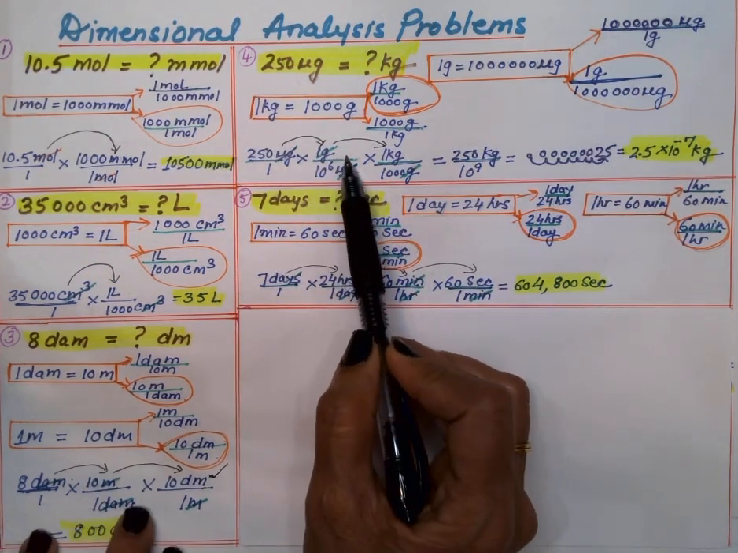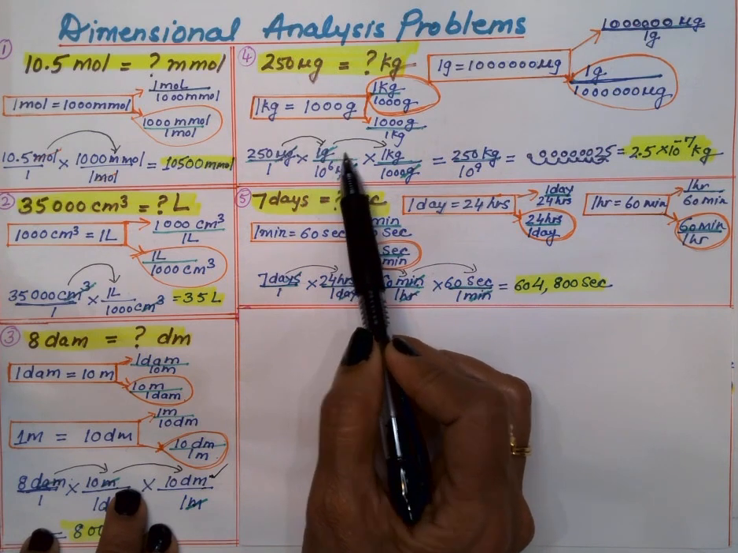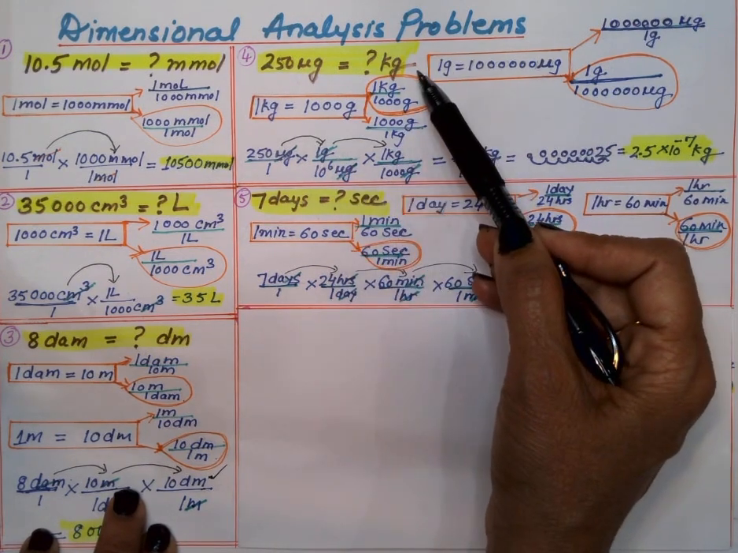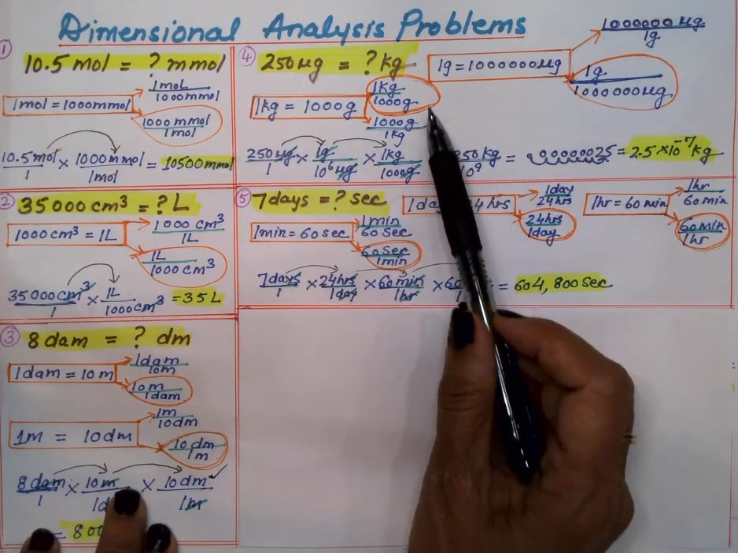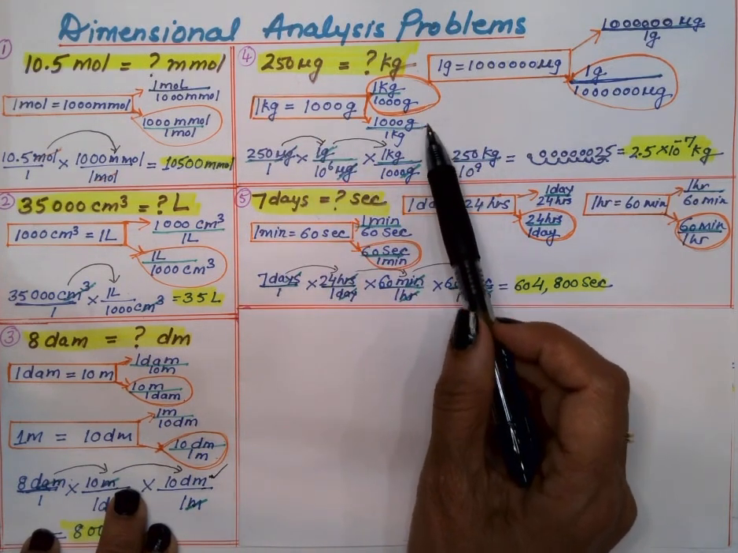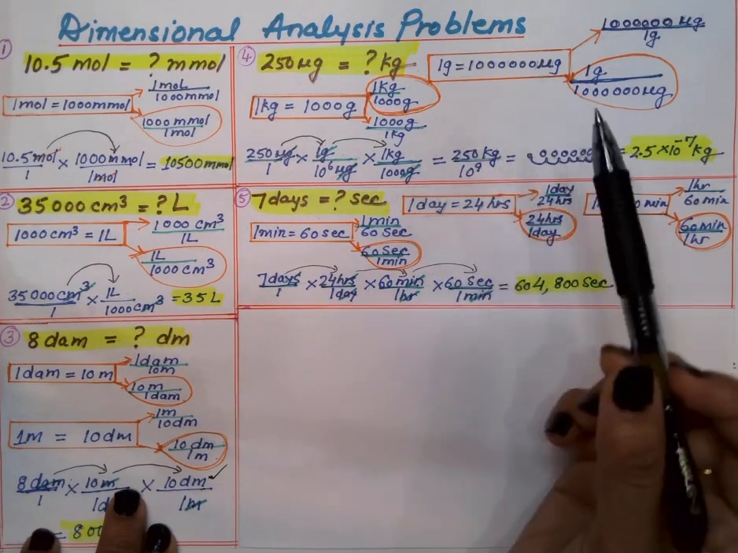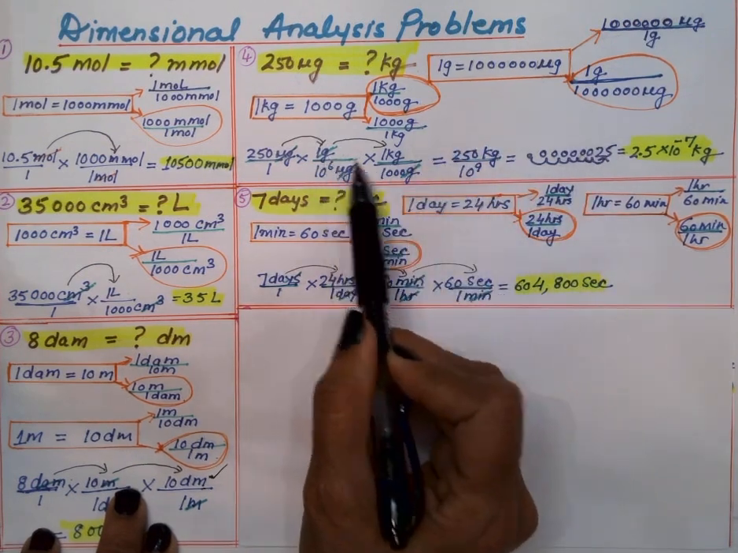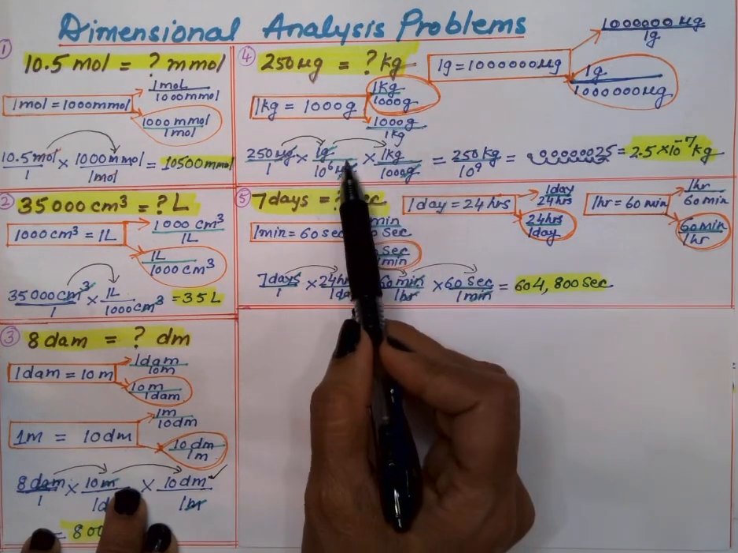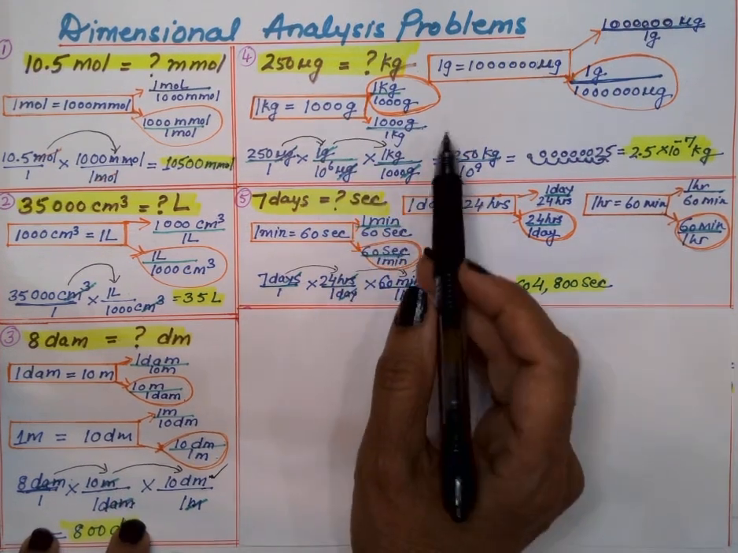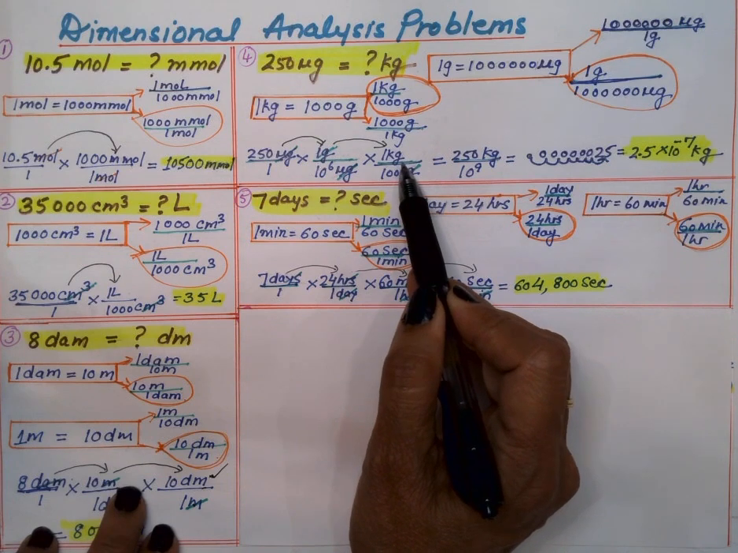Again, you're not going to stop here because you want your answer in kilograms. Now we are going to use this equivalent and pick the fraction from here, or the unit conversion factor. That's going to help in cancelling out grams. So here we don't want grams, so we pick this one. Grams and grams cancel out, and now you're left with kilograms. That's what you want in your answer, kilograms.